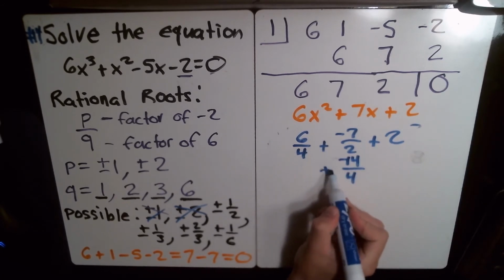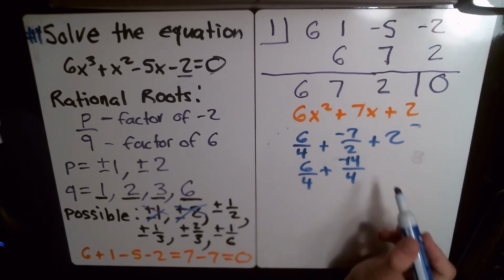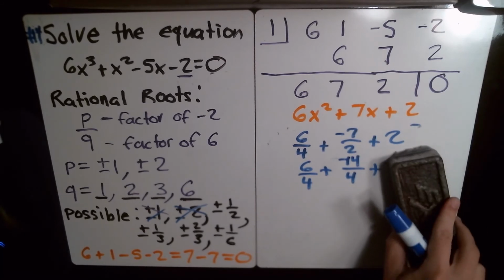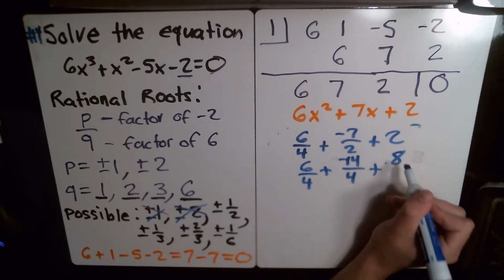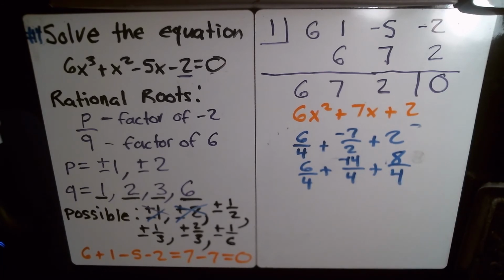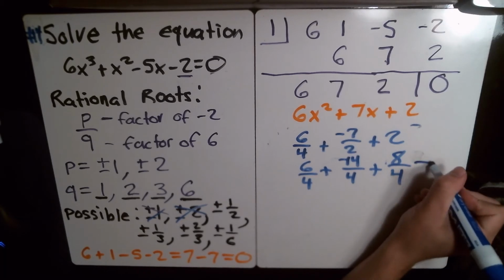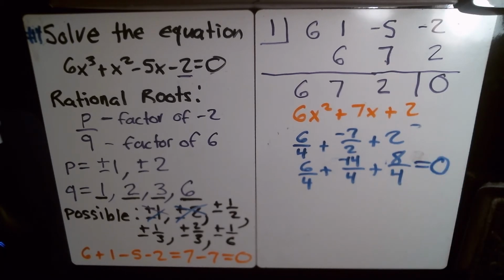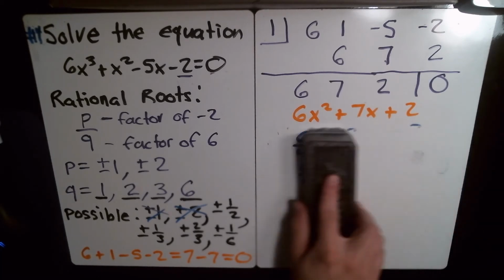And then when we add that to 6/4, how many fourths is this? 8 fourths. Let's see, 8 plus 6, is that 14? Yes, it is. Okay, so this is actually 0. Good. So just adding, and you could throw those in the calculator to get decimal answers if you wanted, and just add them up and you'll find you get 0. So negative 1/2 works, which is awesome.